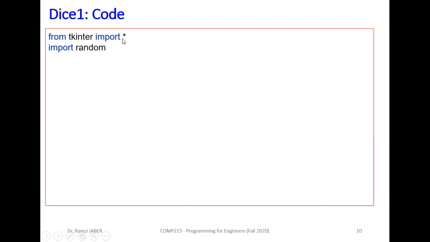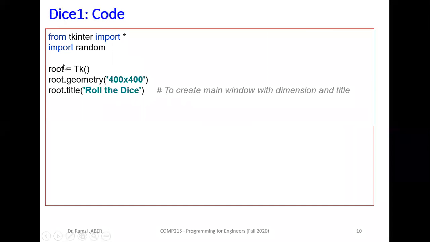From tkinter import star, import random, root equal Tk, geometry 400 times 400, title roll the dice. These lines create the window. And above, we import the random library. Random, because we want to generate random images.